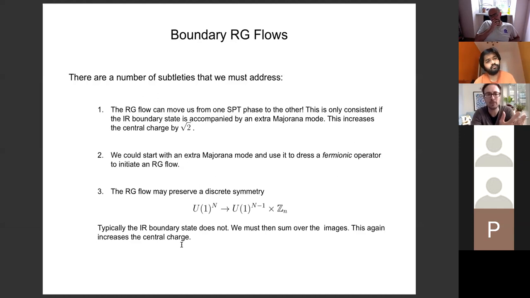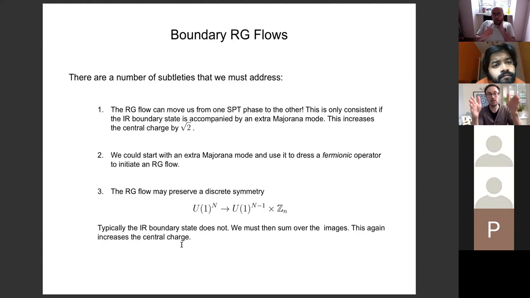How can it possibly be? The only way that this can be is if the system somehow dynamically generates an extra Majorana mode to cancel the anomaly. I said a boring, trivial way to cancel the anomaly is just to add one by hand. Here, the RG must be generating an extra Majorana mode for you.